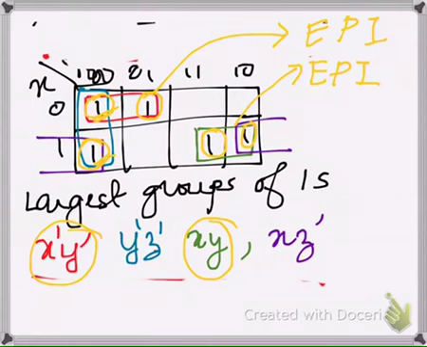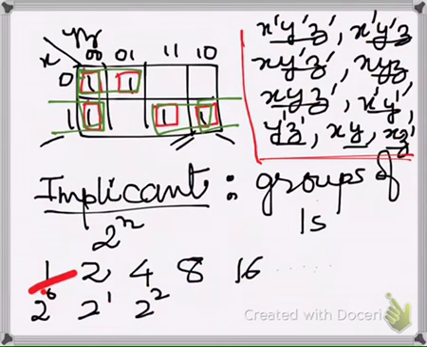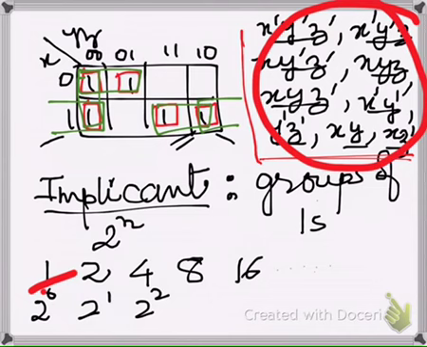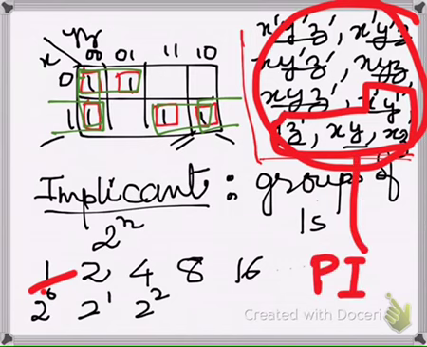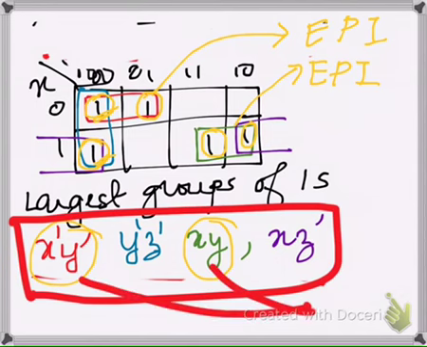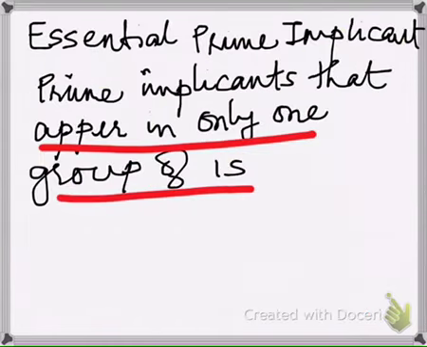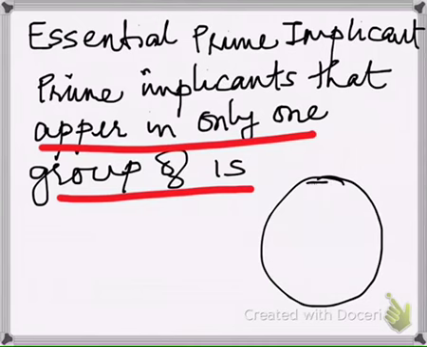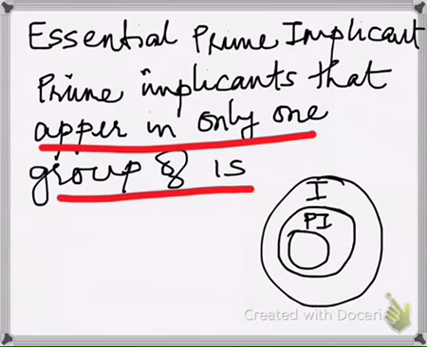So we have seen our implicants. We have our implicants here, so this whole group is our implicants group. Out of this we saw that this subset is our prime implicants. Out of these prime implicants, these two form the essential prime implicants. So you can say that essential prime implicants are the prime implicants that appear in only one group of ones. You can have a kind of a subset drawing. First of all, you have implicants. Some of the implicants are your prime implicants, and some of the prime implicants are your essential prime implicants.